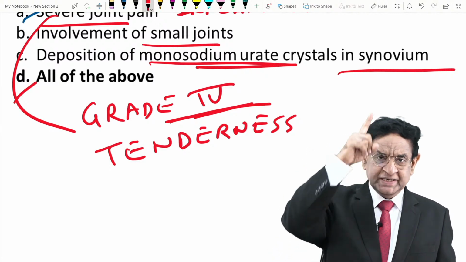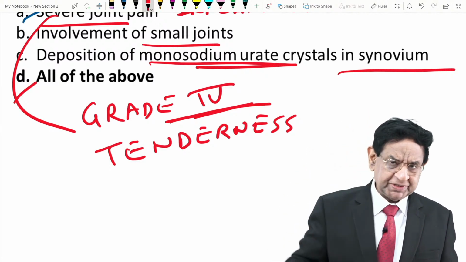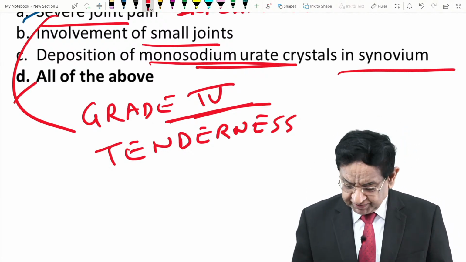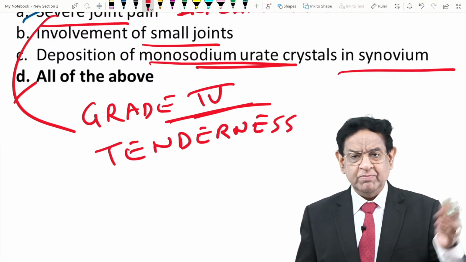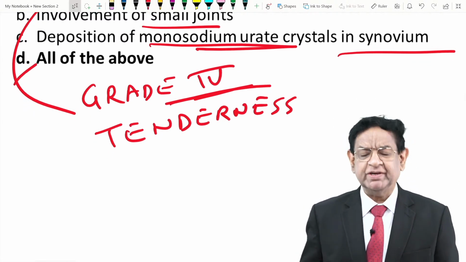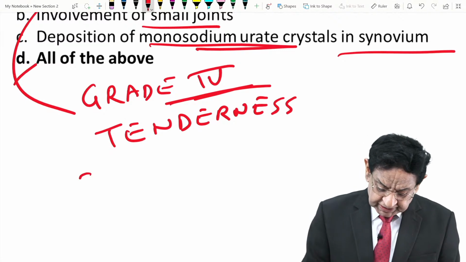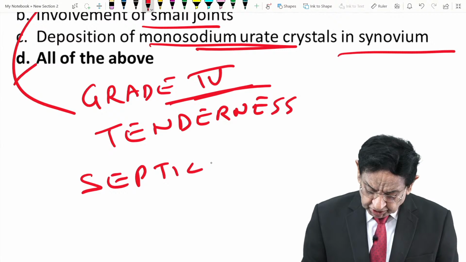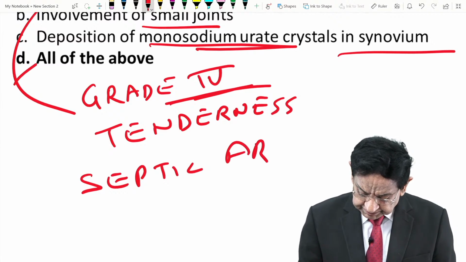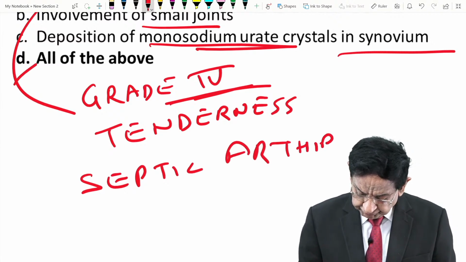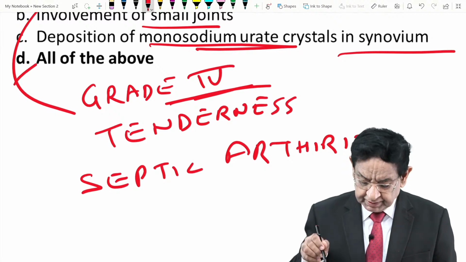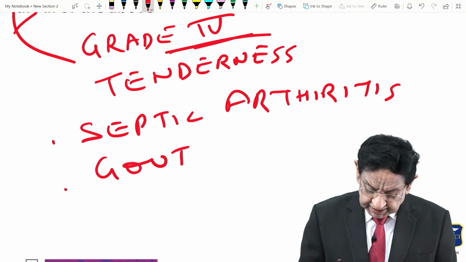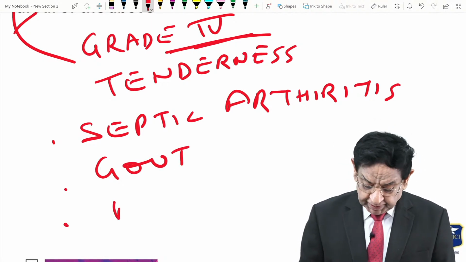Grading of tenderness, this is a rank number 1 getting question. Believe me, 99.9% are not aware of this point. Now comes the gold medal question again from orthopedics. What are the causes of grade 4 tenderness? Septic arthritis. This question is from orthopedics, septic arthritis. It can occur in gout and arthritis occurring in rheumatic fever.